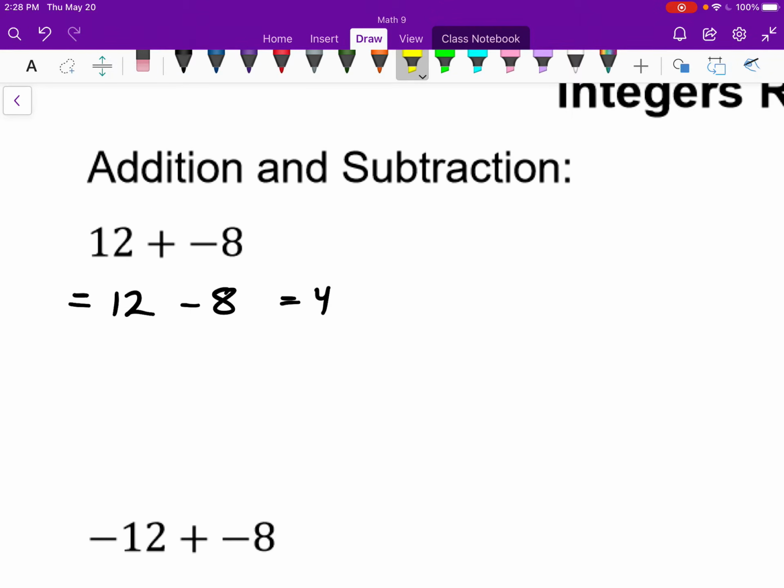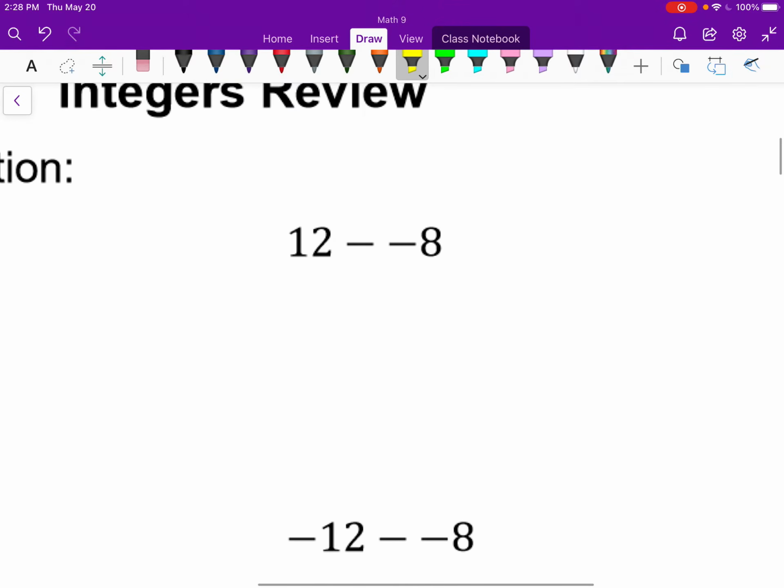And in general, anytime you're adding a negative, I'd recommend just thinking of it as subtracting. Instead of thinking of adding negative 8, you're better off thinking of it as subtracting 8. They mean the same thing, but it's hard to argue that 12 take away 8 doesn't look simpler than 12 plus negative 8. What about when you're subtracting a negative?